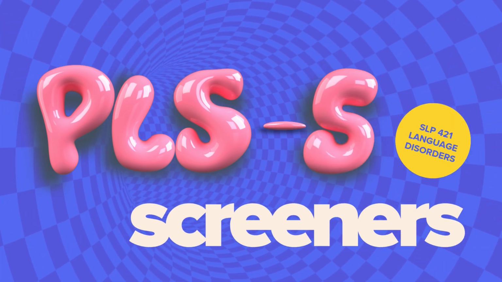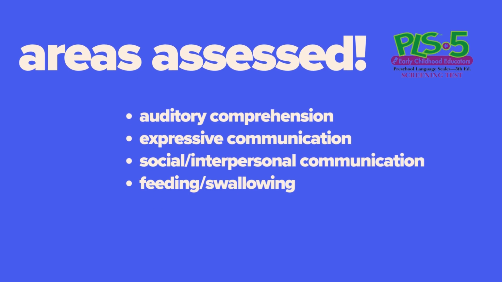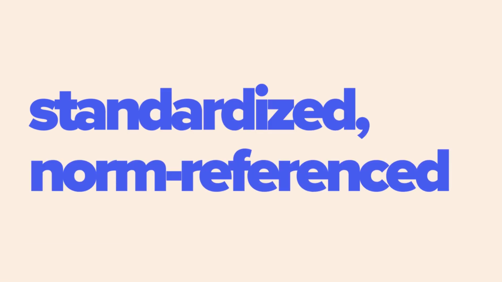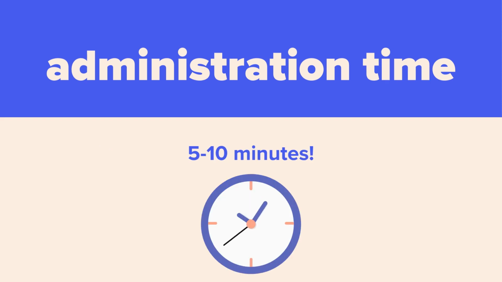And today we're going to talk to you guys about the PLS-5 screeners. If you're looking for the PLS-5 screeners in the clinic, this is what they look like. The PLS-5 screeners assess 4 different areas, and these 4 areas are auditory comprehension, expressive communication, social and interpersonal communication, and feeding and swallowing. The PLS-5 screeners are standardized norm reference assessments. Administering the PLS-5 screeners involves the examiner interacting with the client and the client verbally responding to stimulus pictures. Administering the PLS-5 screeners only takes about 5 to 10 minutes, which makes it super quick and easy.